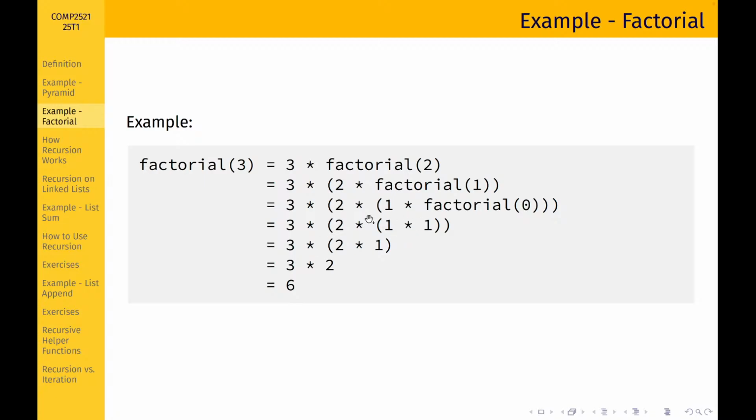Then we can finally evaluate all these multiplications. So 1 times 1 equals 1, 2 times 1 equals 2, so that means 2 factorial is 2. And then finally, we can do 3 times 2, which is 6. So 3 factorial is 6. Okay, so that's another example of recursion.